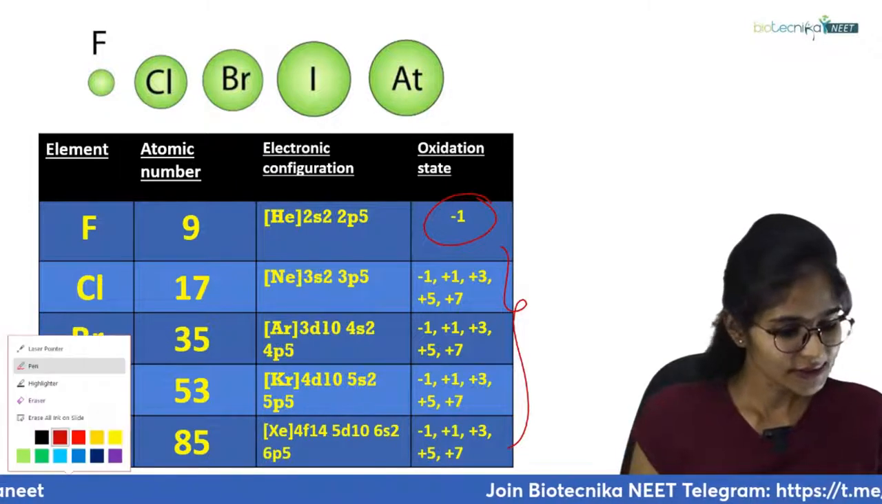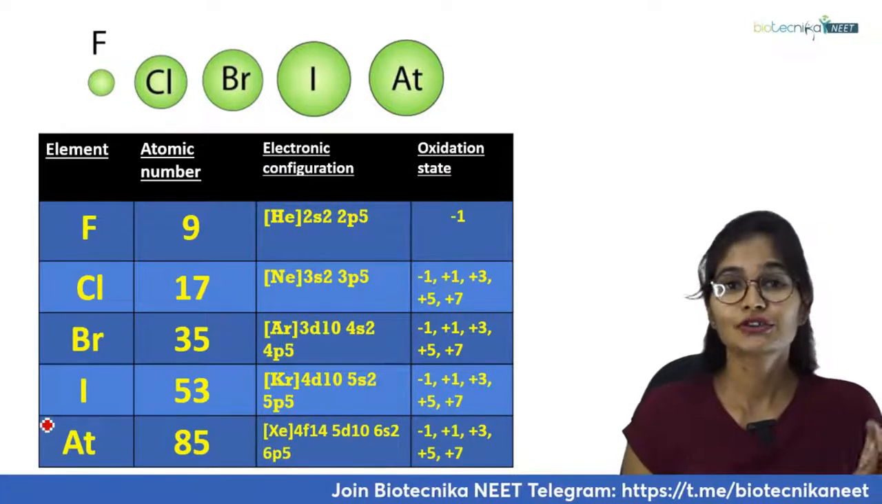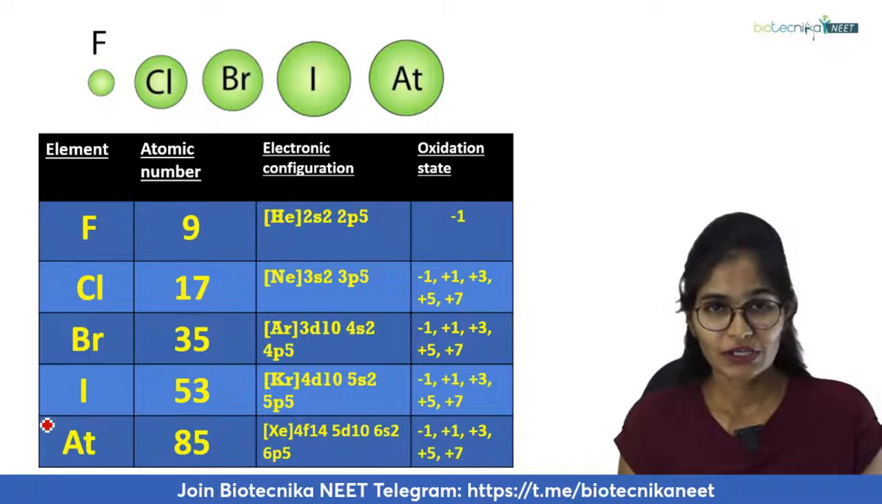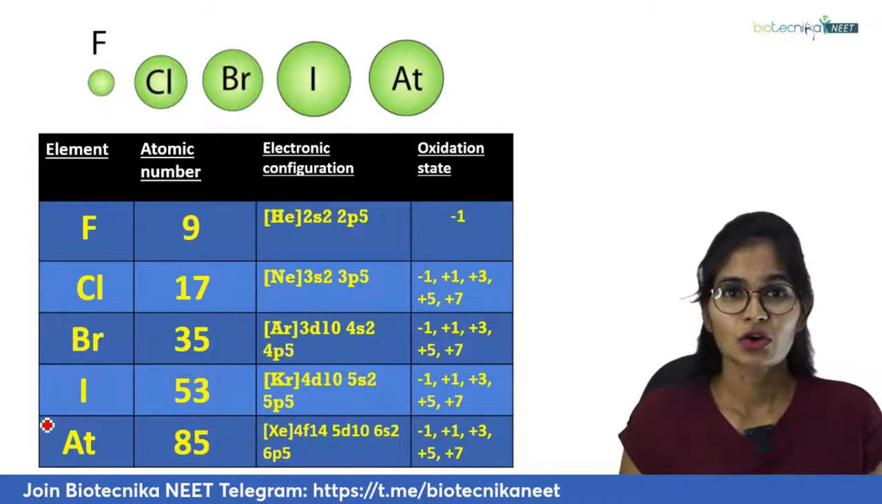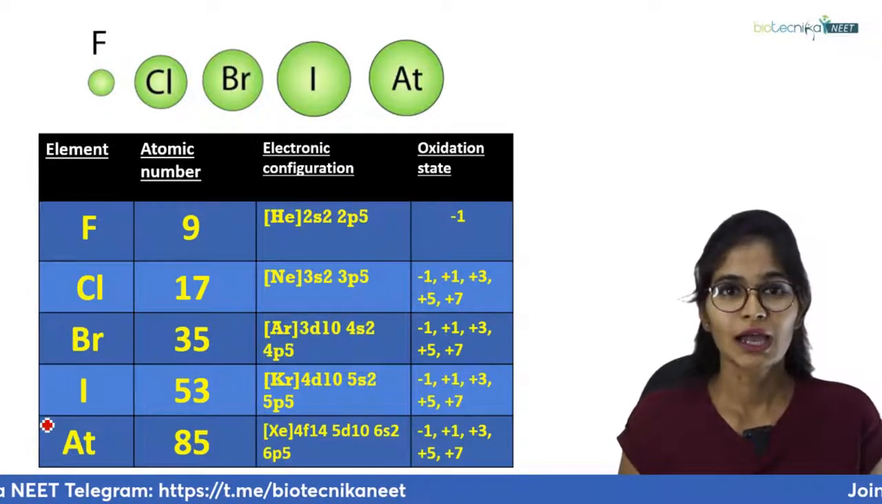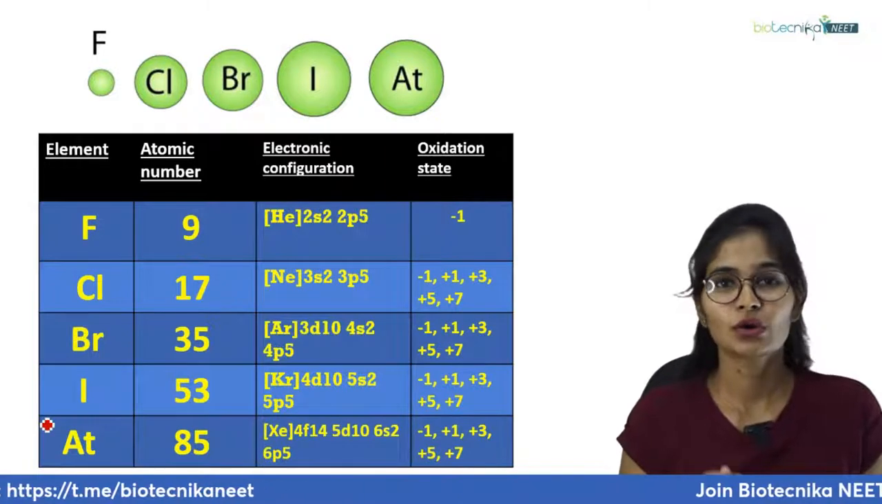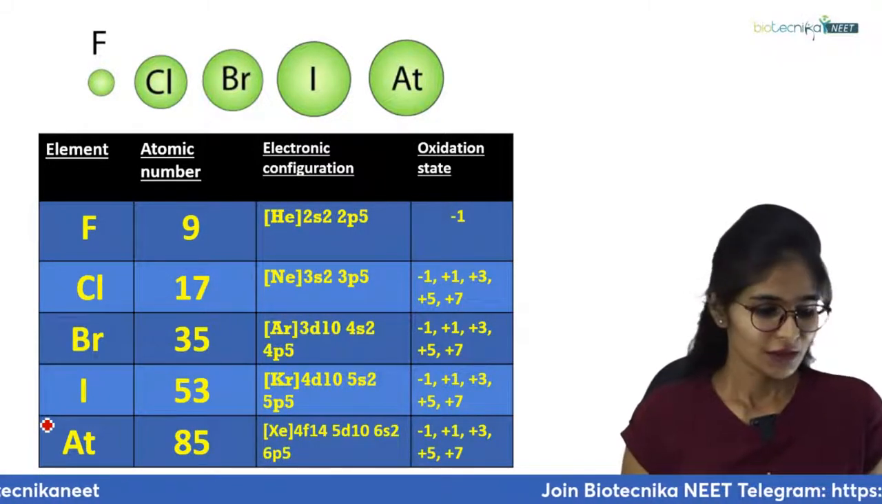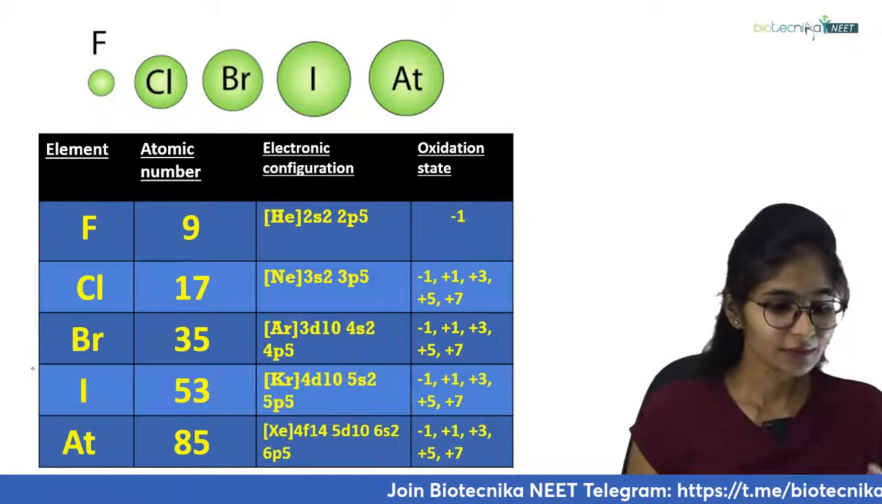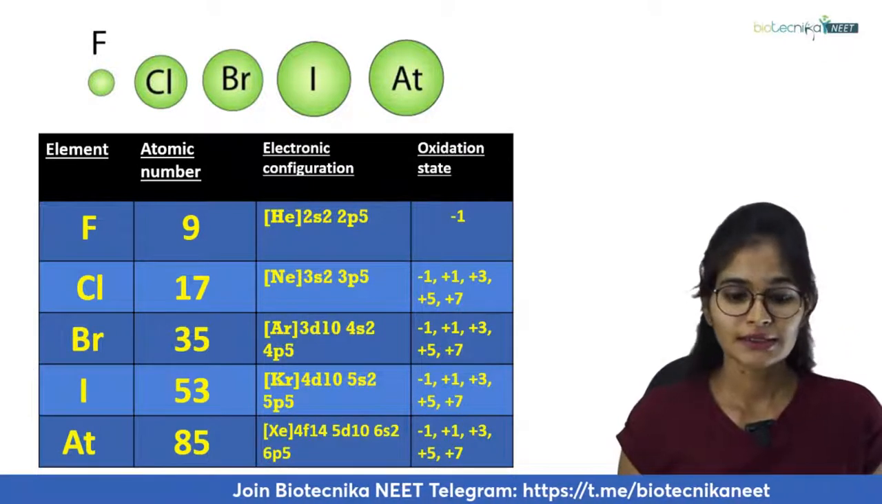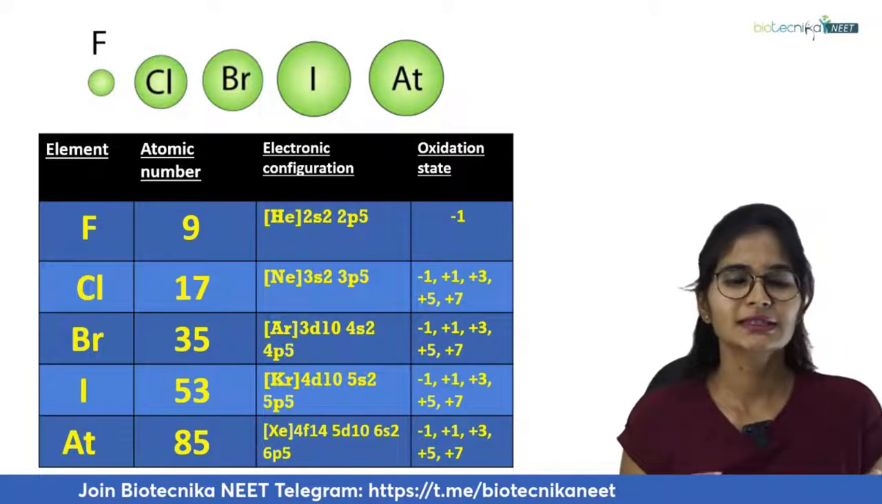So in a table I have mentioned the oxidation state, electronic configuration, and the atomic number of group 17 elements. You have to know the electronic configuration of all the group 17 elements. So try to memorize the electronic configuration, or else write it down in the easiest way.